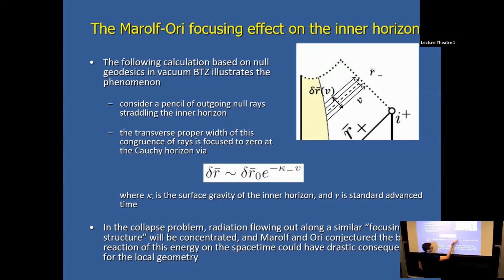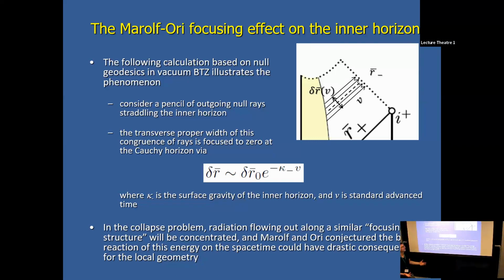So this is an advanced time that goes to infinity, approaching the Cauchy horizon. This is the surface gravity of the inner horizon. So it exponentially concentrates. In fact, if you cross it very close to the Cauchy horizon, you will experience that amount of energy in an ever shorter time, ever more concentrated. So they argue that there'll be a similarly strong back reaction on the geometry, that essentially the whole geometry will be focused. I forget exactly what kind of calculations they did to justify this, but they said that there'd be drastic consequences.